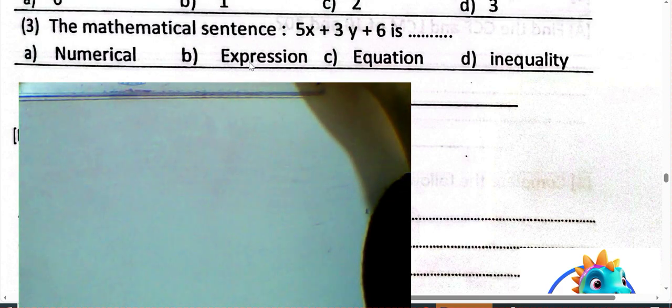Next question. The mathematical expression here, 5x plus 3y plus 6, we call it an expression. This expression consists of terms. Each term has variables like x, y, z, and 5x plus 3y plus 6, we call that an expression. Next question. Arrange in ascending order.